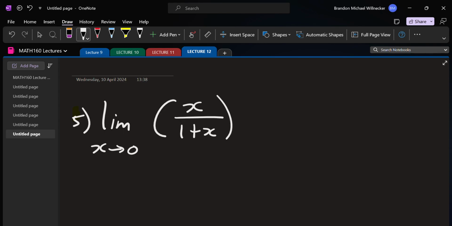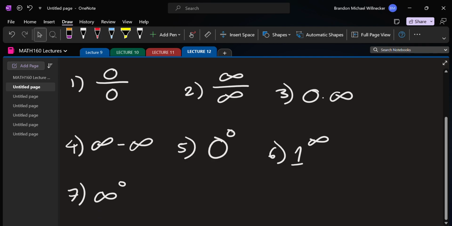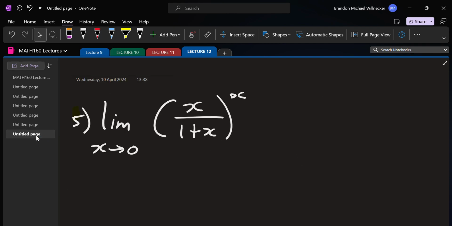Number 5. So here we have the limit as x goes to 0 of x over 1 plus x to the x. Okay, so again, we've got this function to the power of another function. So we're going to have to use the log trick again. Okay, let's see what type of indeterminate form this is. In the brackets, we're going to have 0 over 1. So the base is going to be 0. The exponent is going to be 0. So this is an indeterminate form, number 5, 0 to the power 0. So it's an indeterminate form.